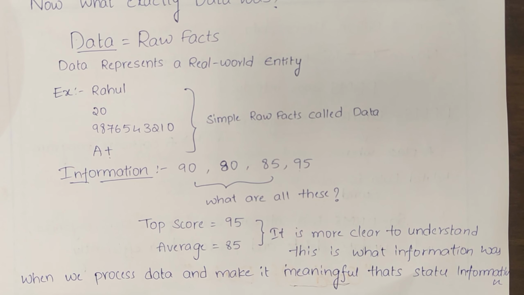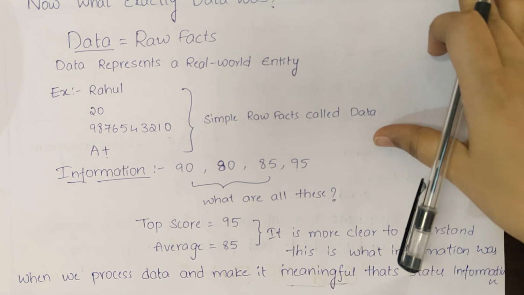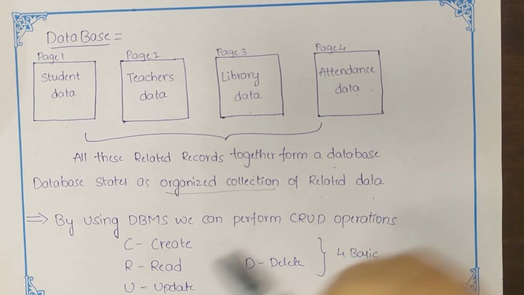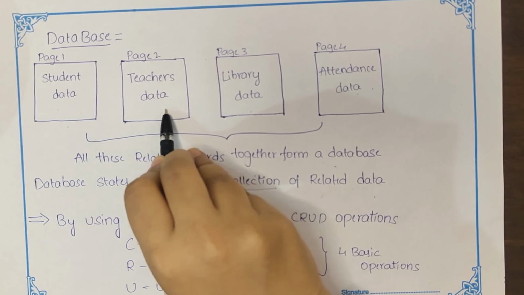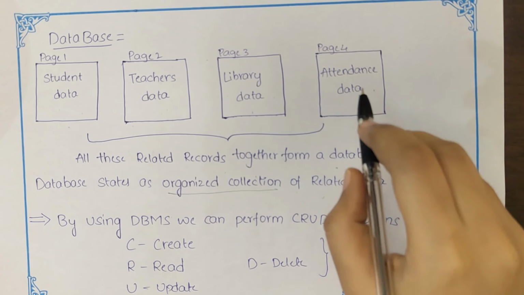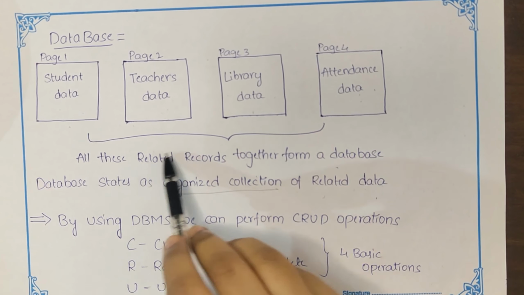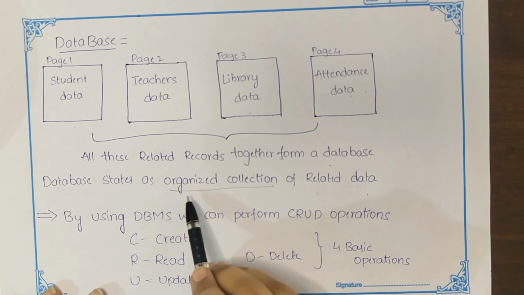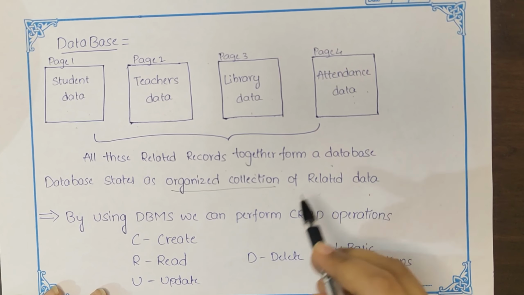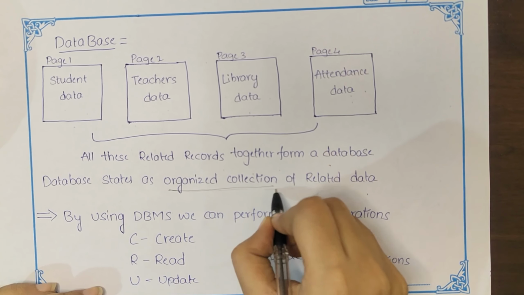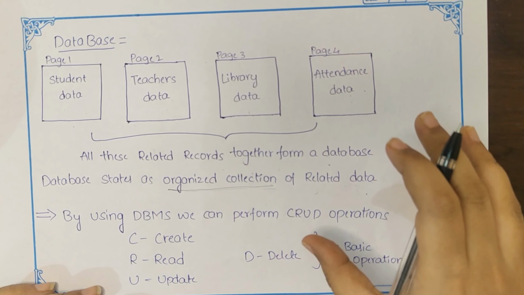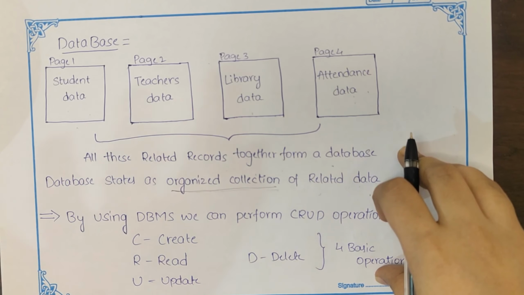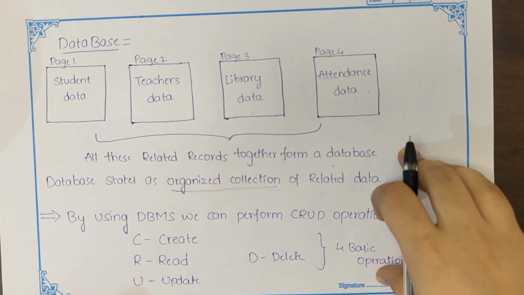We understood what is data and information clearly. Now let us understand what a database is all about. We have data related to students, teachers, library and attendance on each individual page. All these related records together are called a database. A database is an organized collection of related data. Here all the data is organized in a perfect manner so that whatever data is needed, we can go to that individual page and collect it.